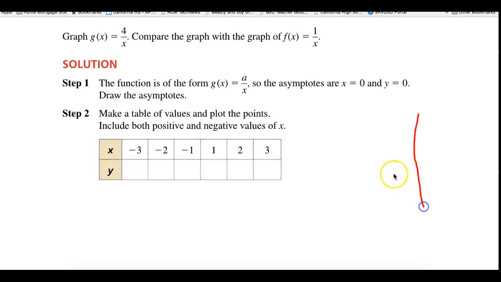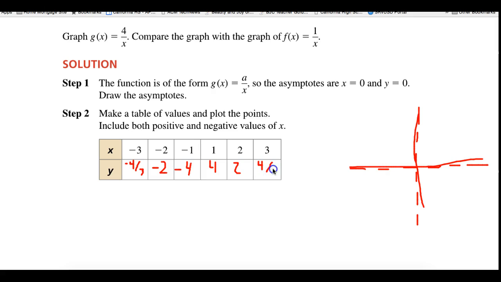So if we take our function, we're going to want to draw our asymptotes right here. And we know that our graph cannot pass through these lines. Now let's go ahead and plug in some values here and we'll make a table. Notice we don't have 0 on here because we know x cannot equal 0. So when we plug in -3, we get -4/3. When we plug in -2, we get -2. -1, we get -4. When we plug in 1, we get 4, 2, and 4/3.